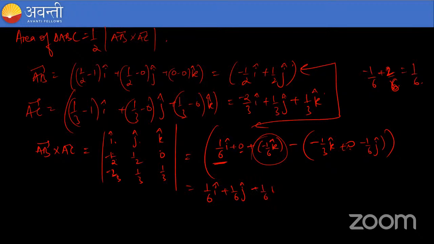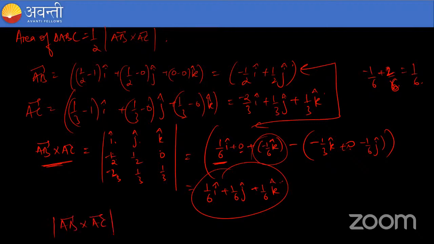So plus 1 by 6 k cap. So you got the value of a bar cross c bar. So mod of AB bar cross AC bar will be 1 by 6 times root 3, right? So this you will multiply by 3 root 3. So this will become 3 upon 6 root 3. So it will be 1 by 2 root 3. So this you have found out.